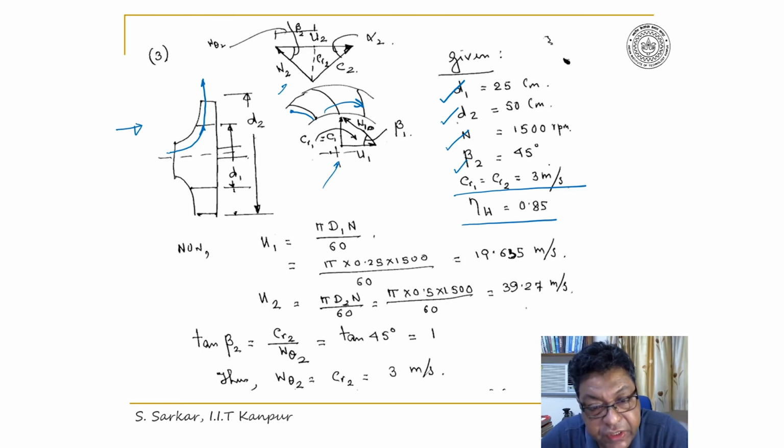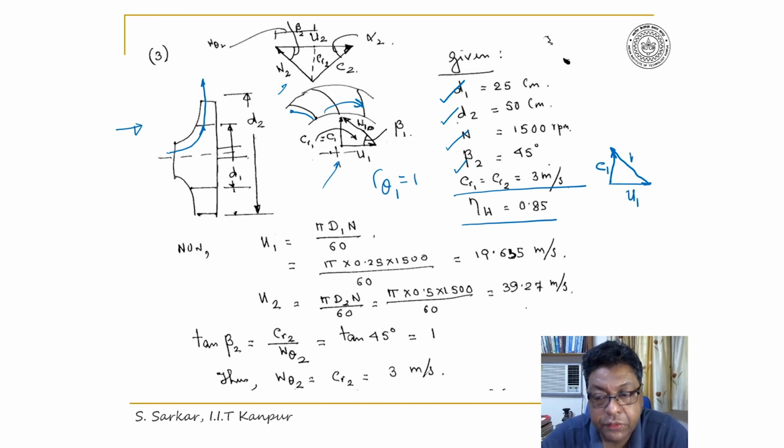Look here, given C theta 1, the swirling component at inlet, is equal to 0. Thus, following the blade curvature, if I draw the inlet velocity triangle, it will be U1 plus W1, and this would be C1, and C1 will be CR1. So this is U1 and this will be W1. This is beta 1.